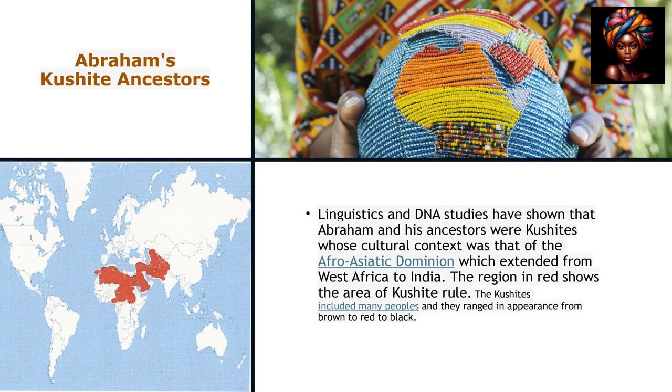Abraham's Cushite ancestors. It says linguistic and DNA studies have shown that Abraham and his ancestors were Cushites, whose cultural context was that of the Afro-Asiatic dominion, which extended from West Africa to India. The region in red, shown to the left at the bottom, shows the area of Cushite rule. It says the Cushites included many people and they range in appearance from brown to red to black. Okay, Abraham, Cushite ancestor. And this is the Cushite rule. Okay, next slide.